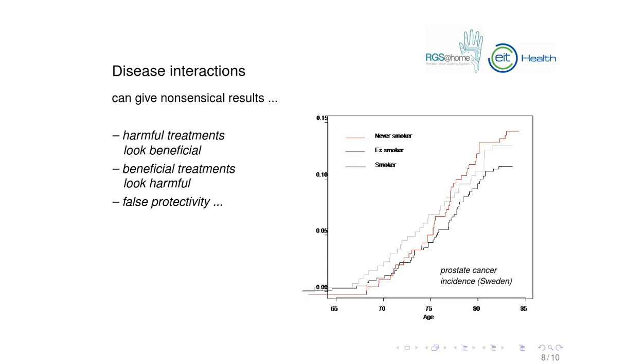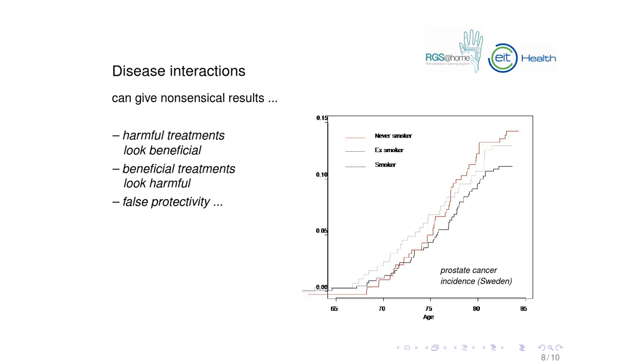And this type of phenomenon happens increasingly when there are multiple diseases, multiple comorbidities that are not acting independently on patients. And you can see already that as a consequence of these things, you might well find that a treatment that looks beneficial is in fact harmful, or a treatment that looks harmful is in fact beneficial. And you may see things like what I show here, which is called false protectivity, which means that smoking seems to have a protective effect against prostate cancer, which is absolutely not true. But looking at it in a naive way would suggest this.